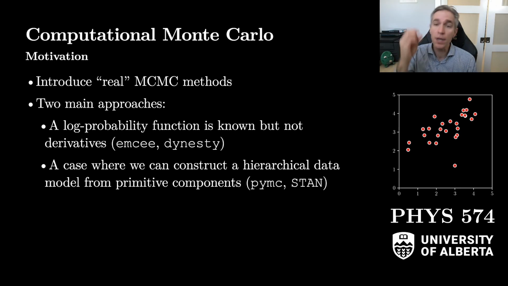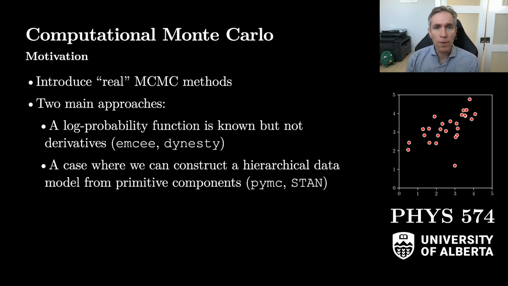The first approach is we're going to work with probably the simplest framework, which is a case where your log probability function is known, but you don't know anything about its derivatives. Here we're going to use a package called emcee, but there's another related, not necessarily MCMC, but similar toolkit called dynesty, which is a nested sampling algorithm. And these are cases where you can write down your log probability functions really effectively, but you don't know too much about how to efficiently optimize those.